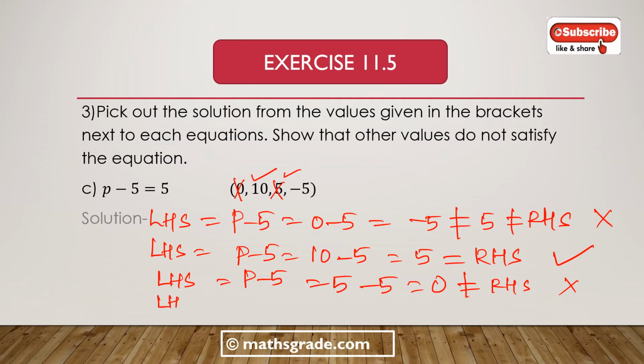Now we have to substitute p equal to minus 5 in the left hand side of the equation, p minus 5. It becomes minus 5 minus 5, and that is minus 10, which is not equal to the right hand side, that is 5. So p equal to minus 5 is not satisfied for the given equation. P equal to minus 5 is not the solution for the given equation p minus 5 equal to 5. So p equal to 10 is the solution for the given equation p minus 5 equal to 5.